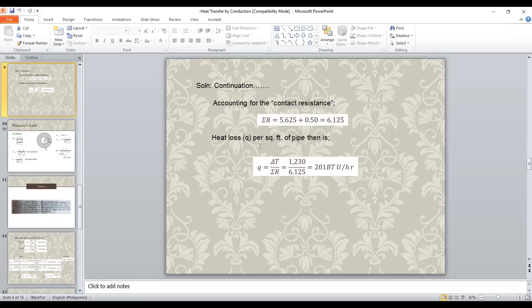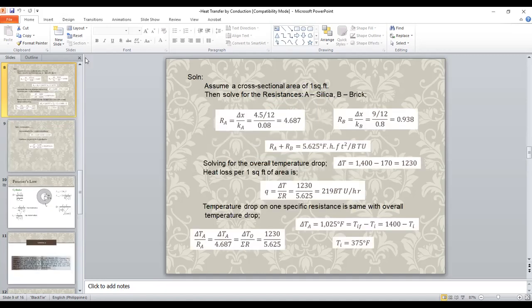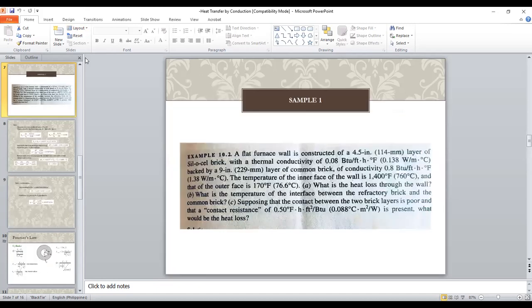Now, class, this has to be really stated because when we speak of the heat transfer rate, if the area is not stated, then you have to really assume. So this has to be also stated when you answer. So it should be 201 BTU per hour. Now, before I go to the next part, do you have any question in this particular sample problem?